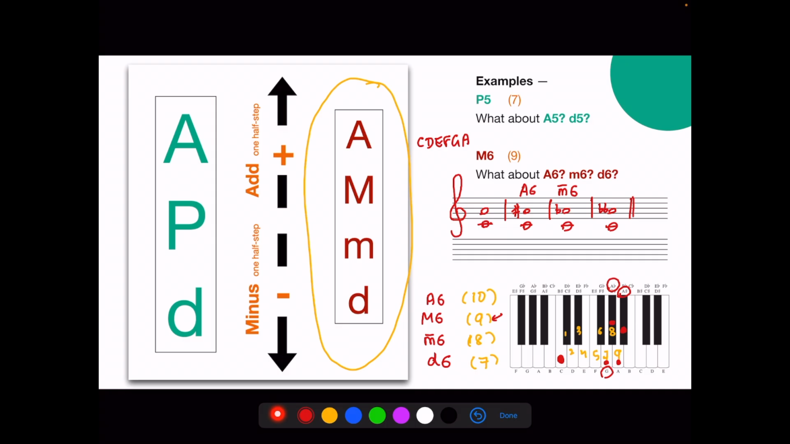Please make sure that you remember from perfect, going up is augmented, going down is diminished. There's no perfect and then minor. Minor and major don't exist in the perfect system. And for the major, minor, that's its own separate thing.